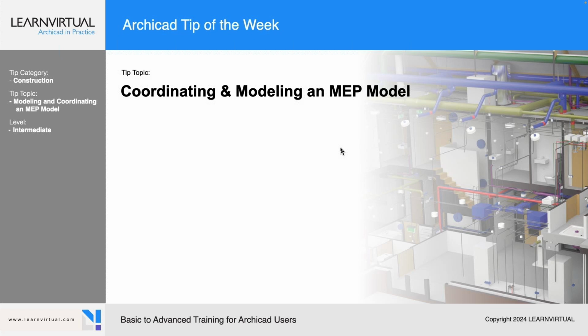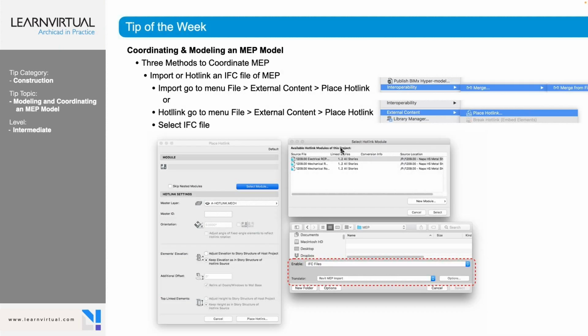All right, our Archicad tip of the week this week is going to be coordinating and modeling an MEP model. There are three methods when we're talking about coordinating MEP. We can import or create a hot link with an IFC file.